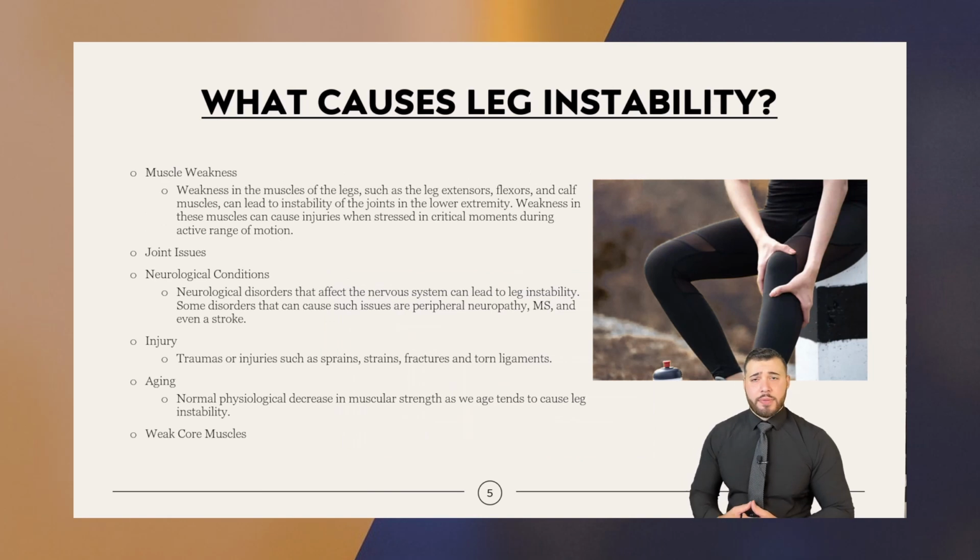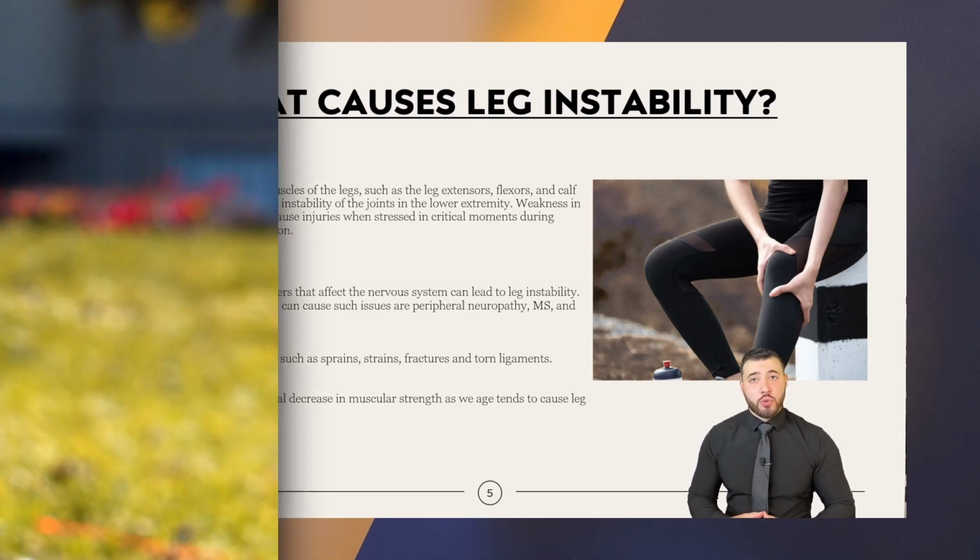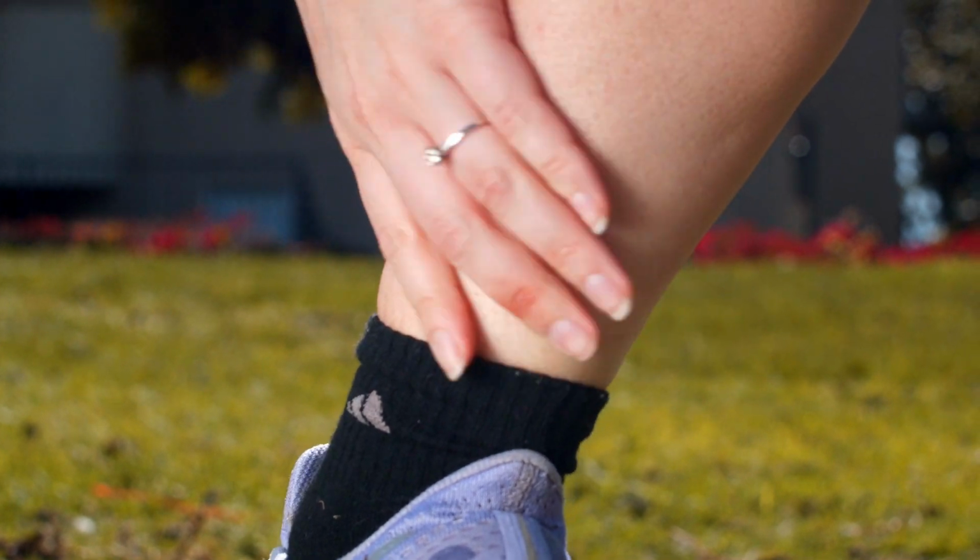So what are the causes of leg instability? There are various factors, and we'll go one by one. The first one is muscle weakness. Weakness in the muscles of the legs, such as leg extensors, flexors, and calf muscles, can lead to instability of the joints in the lower extremity. Weakness in these muscles can cause injuries when stressed in critical moments during active range of motion.